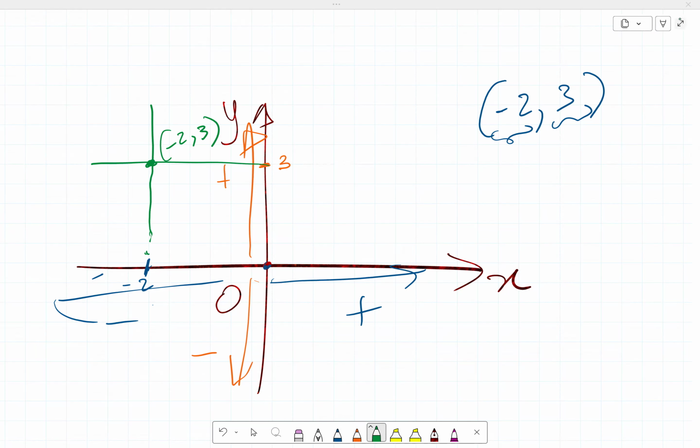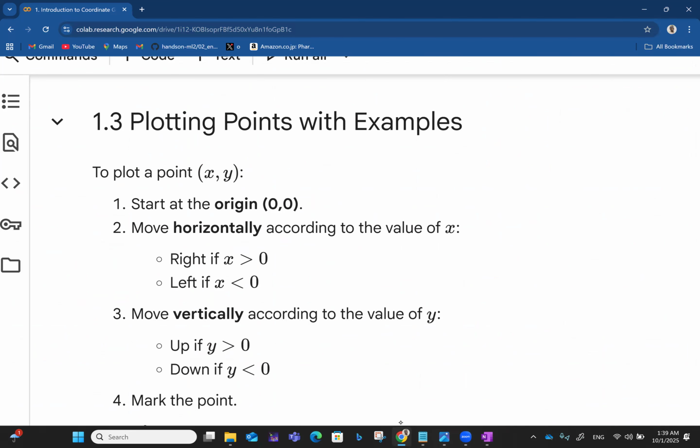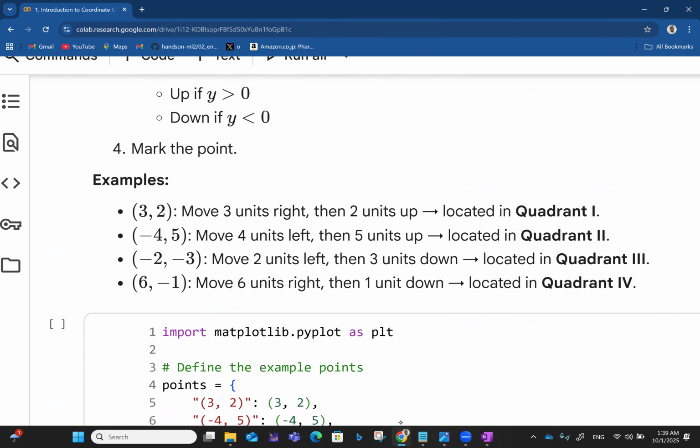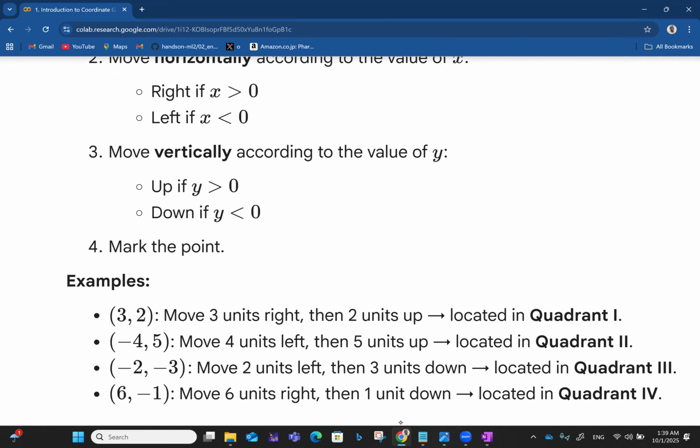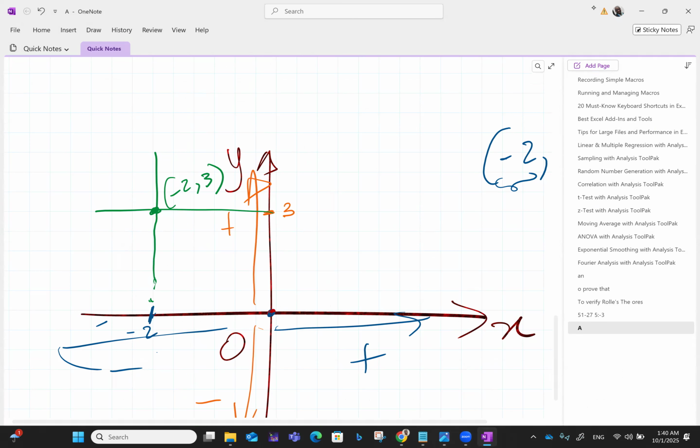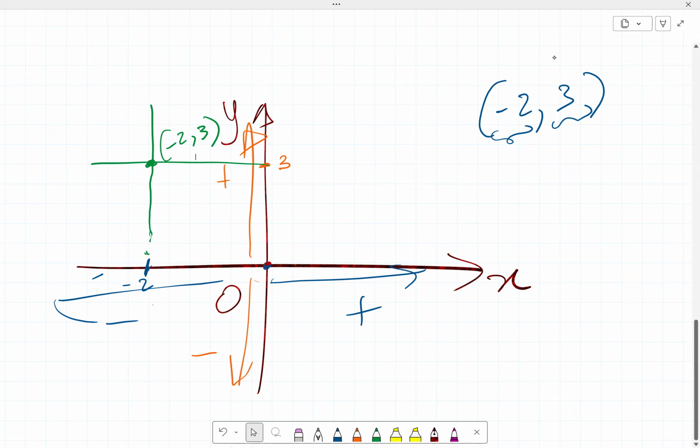Okay. With that in place, we can have some examples. So you have (3, 2). It means for (3, 2), you move 3 units right because that's x, and then move 2 units up.